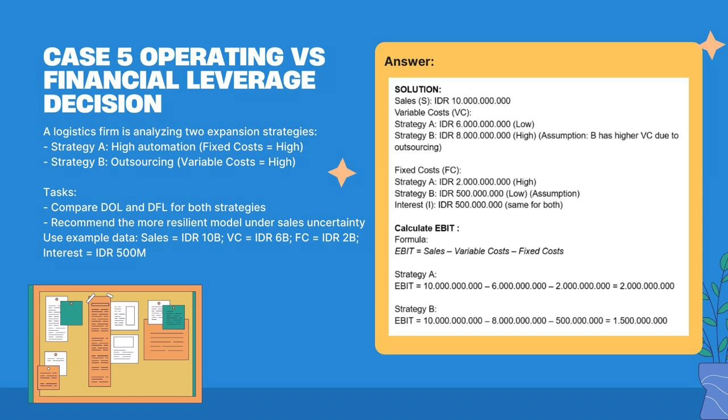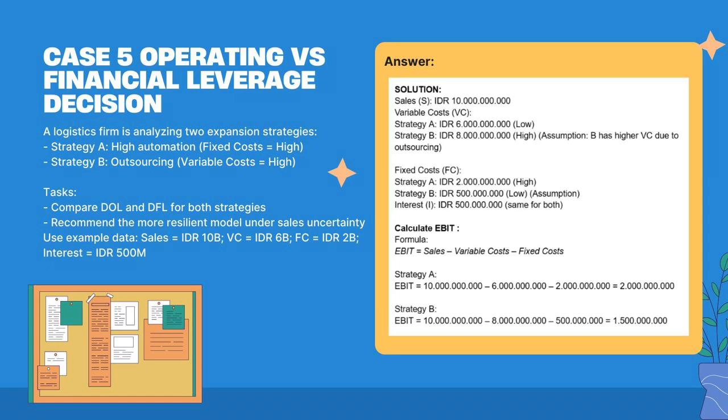Case 5, operating versus financial leverage decision. A logistics firm is analyzing two expansion strategies. Strategy A, high automation, fixed cost is high. Strategy B, outsourcing, variable cost is high. The task: compare the operating leverage and financial leverage for both strategies. Recommend the more relevant model under sales uncertainty. Use example data: sales 10 billion, VC 6 billion, FC 2 billion, interest 500 million.